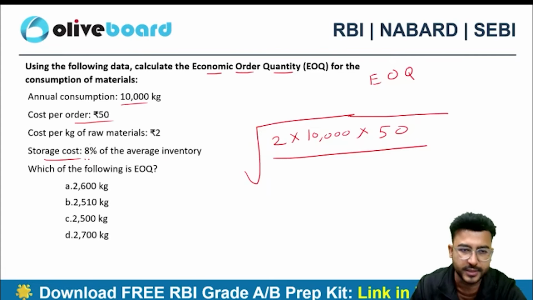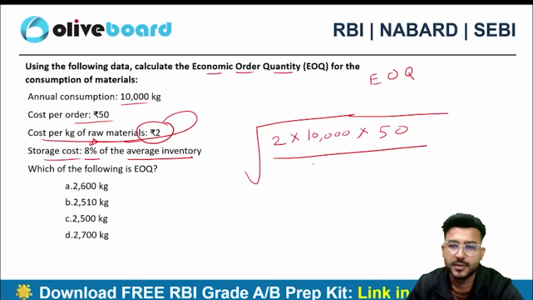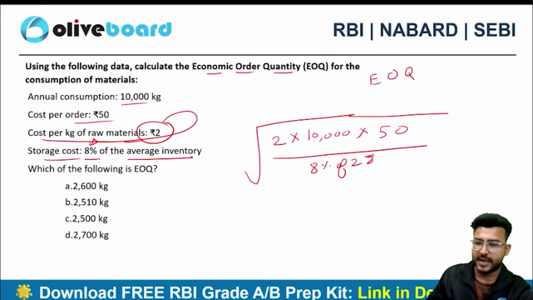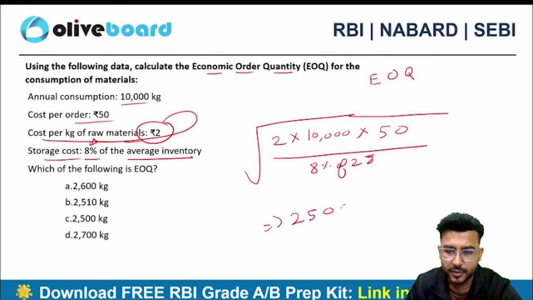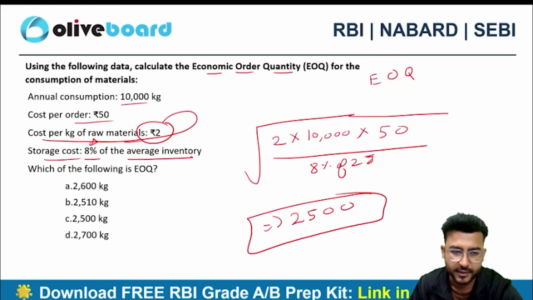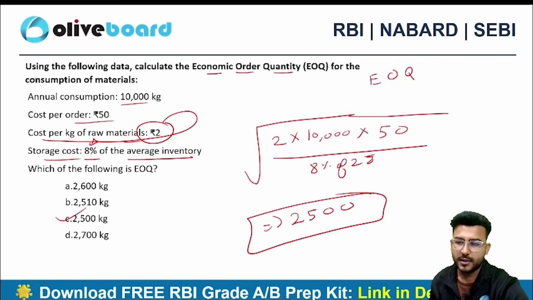So what is my storage cost? 8% of the average inventory. What is the cost of my inventory? 2 rupees is the cost of the raw material that I have to carry as of now. So 8% of 2 rupees will be anywhere around 0.16, right? 0.16. So you'll be getting here 2500. Option C will be the correct choice here.